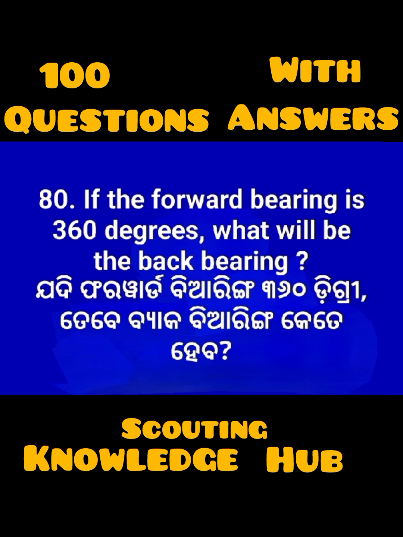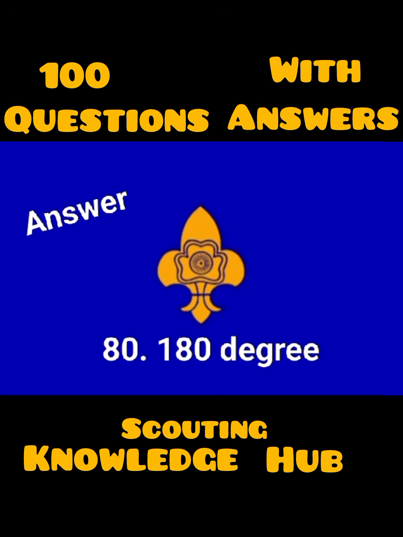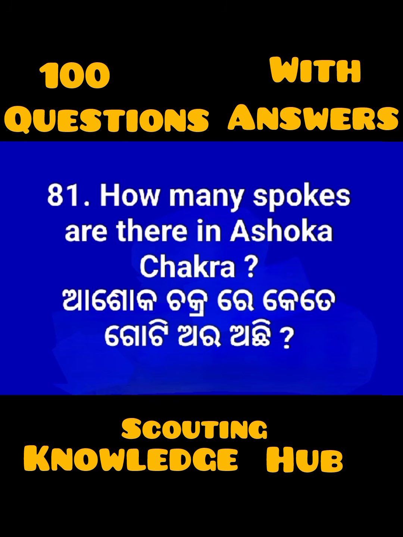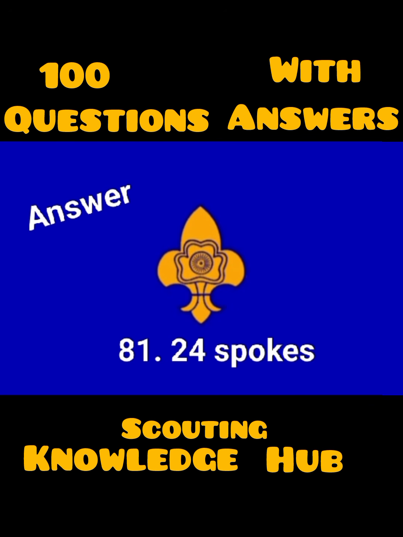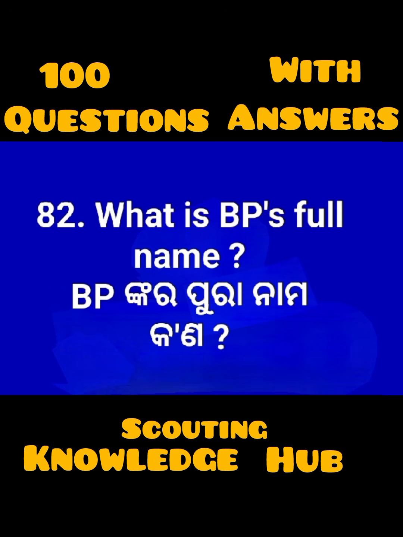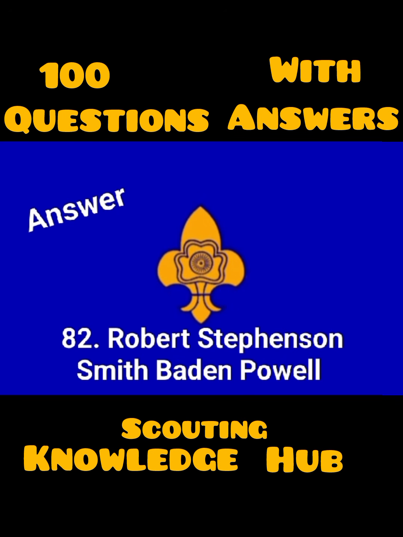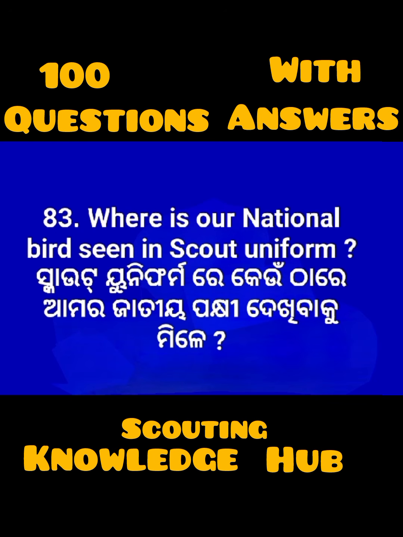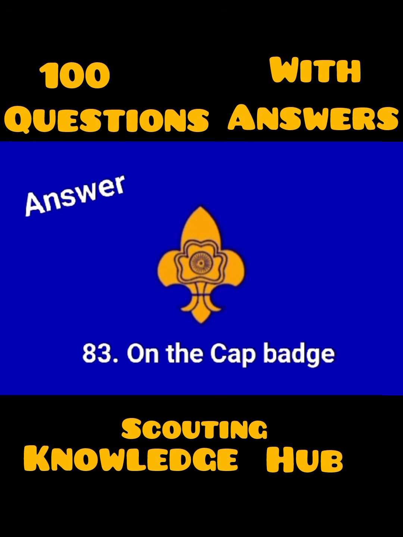If the forward bearing is 360 degrees, what will be the back bearing? 180 degrees. How many spokes are there in Ashoka Chakra? 24 spokes. What is BP's full name? Robert Stephenson Smyth Baden-Powell. Where is our national bird seen in scout uniform? On the cap badge.